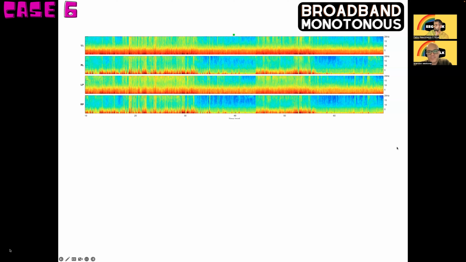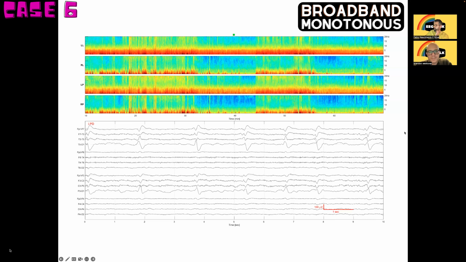1, 2, 3. You're right. Yeah. So sure enough, we have LPDs at like 0.5 hertz, and then on the right is just kind of boring, irregular slowing.